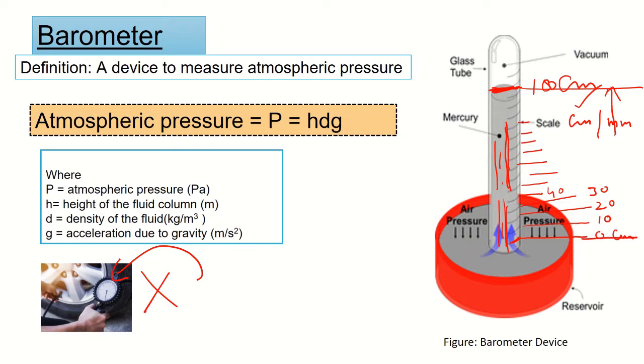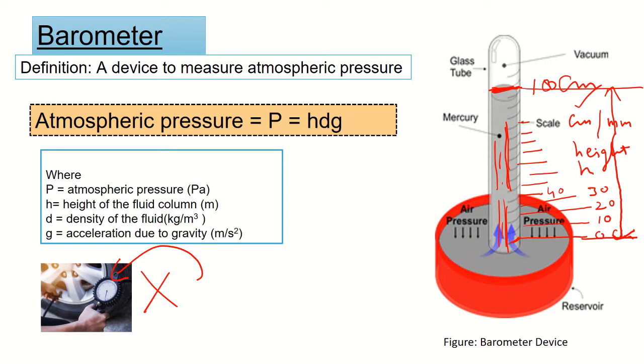So we say this is the height of the mercury. Sometimes we say the height of the mercury, or height of the barometer, or the height of the tube, or height of the column. Many names are there, and this height is denoted by H.